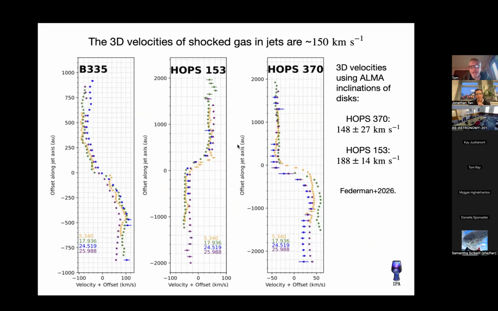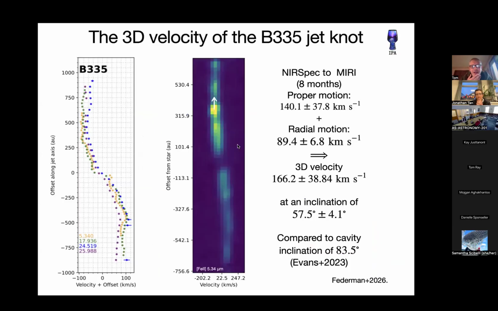Now, one other object that we did is B335. Because of issues with MIRI, the second observation, we took an observation in NIRSpec, and the MIRI observations, because there were some issues with, I think, one of the grating wheels on MIRI, were obtained 8 months later. One of these knots is seen to be moving between the MIRI and the NIRSpec epoch. So using the proper motions of the knots and the radial velocities of the knots, we calculated a 3D velocity, which again is about 150 kilometers per second. Interestingly, we noticed that this jet seems to be inclined at about 57 degrees, which is a much lower inclination than the cavity is thought to be. So it's tilted relative to its cavity. And it seems to also be shifting, precessing with time. All right.